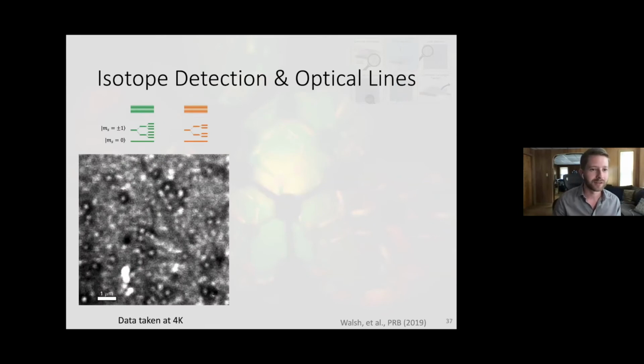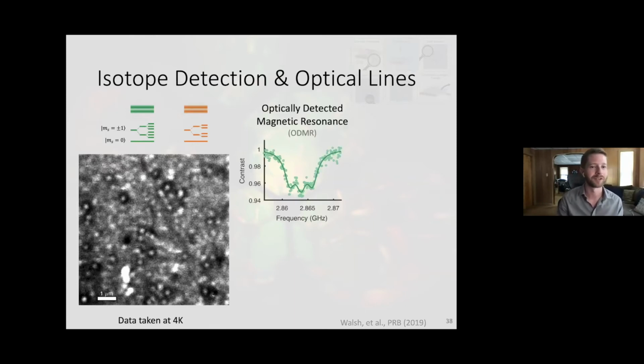So if we look at this on a confocal scan taken at 4 Kelvin, we can see all of the bright spots in here correspond to fluorescence from our nitrogen vacancy centers. And by sweeping that magnetic field over one of these spots, we can see 3 dips, which in this case represent the 3 hyperfine transitions of the NVs formed from the natural nitrogen.